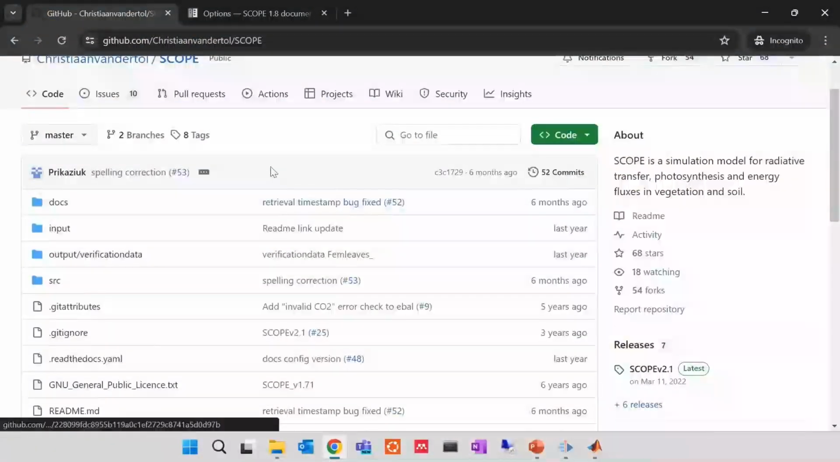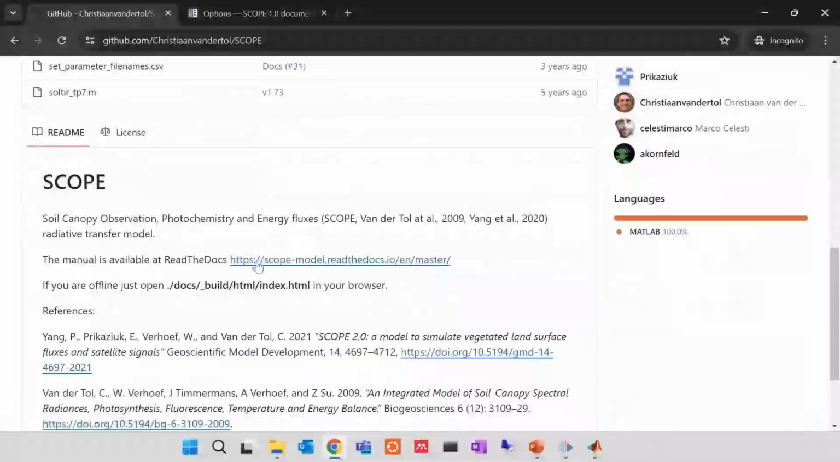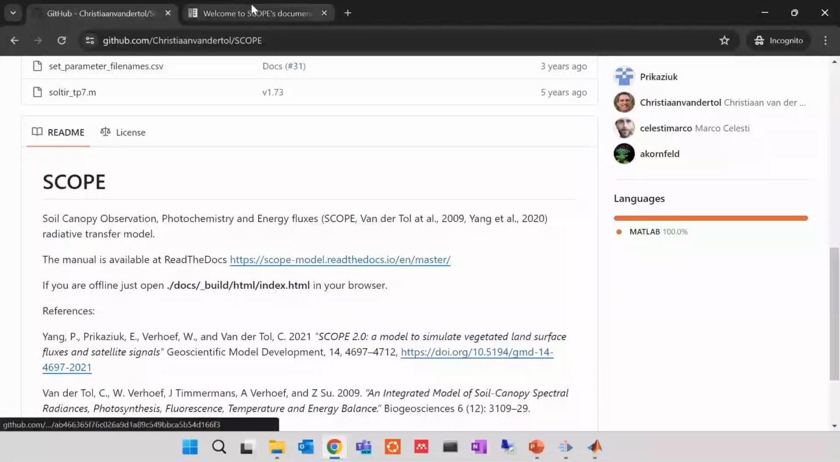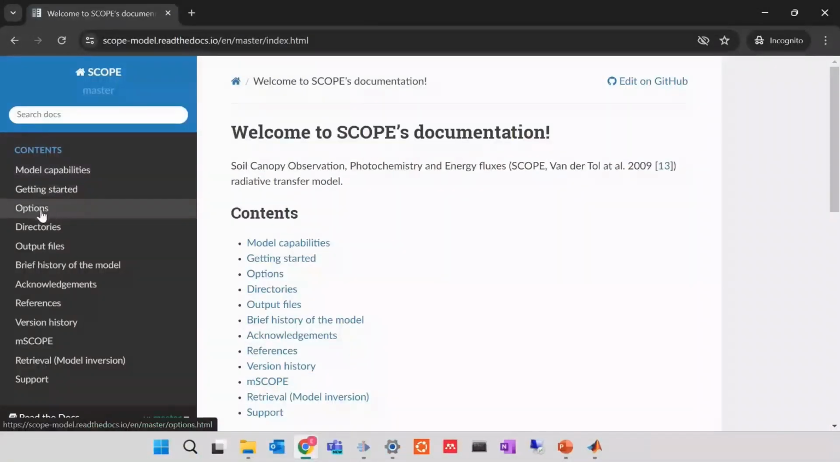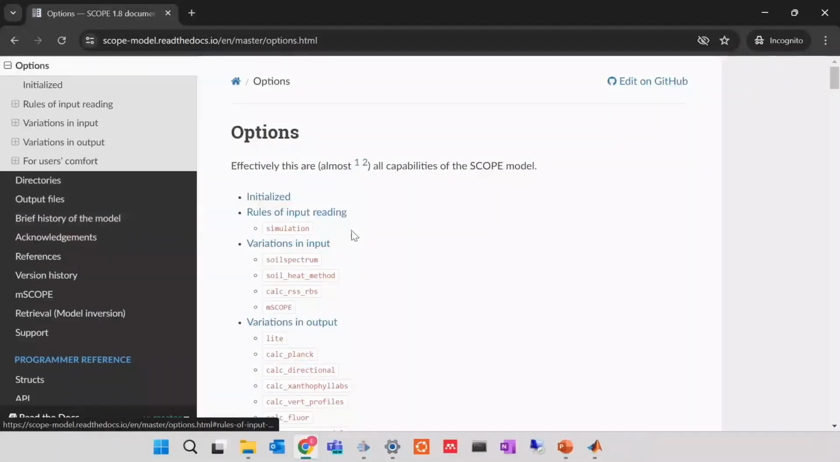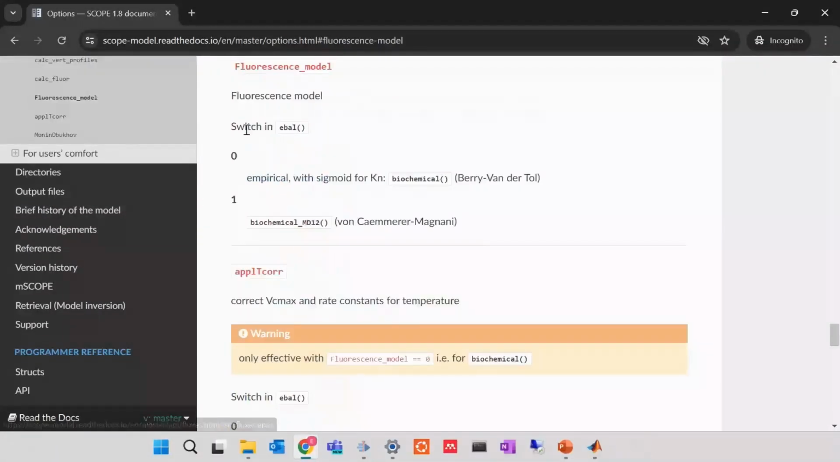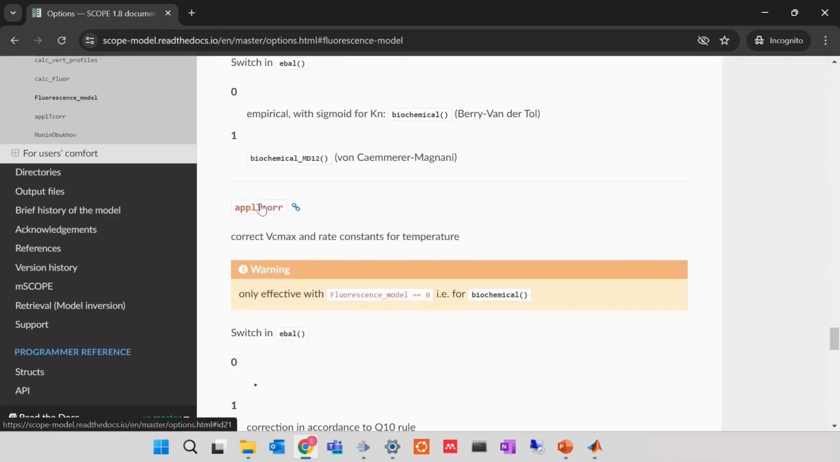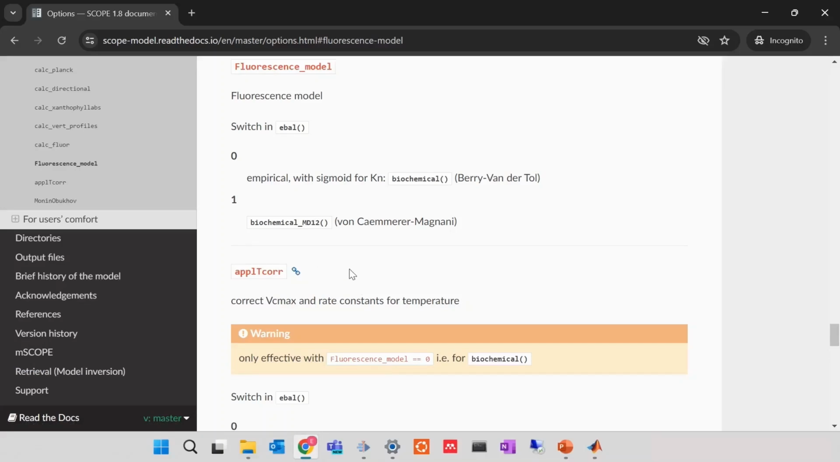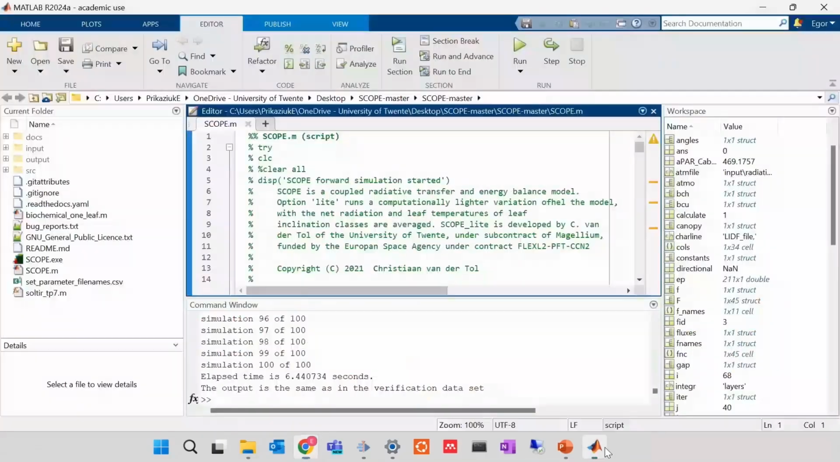What I also expect you to do is to find our documentation. The link is directly in the README. Two options that we are going to discuss today are described under options of fluorescence model. So when you switch it from 0 to 1, you change to biochemical models, and today we are going to learn about the differences between them. And applied temperature correction is another option that we will cover today.